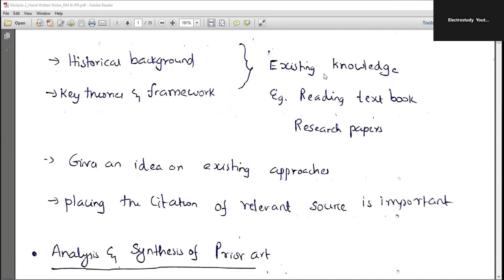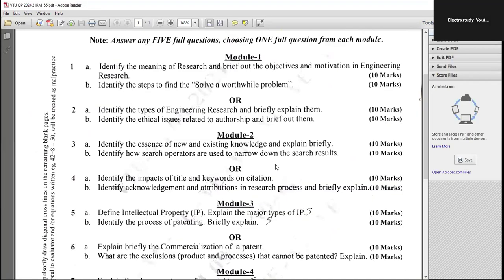Moving on to question number 3B, identify how research operators are used to narrow down the research result, which carries 10 marks. So let me take you through how research operators are used to narrow down the research result.